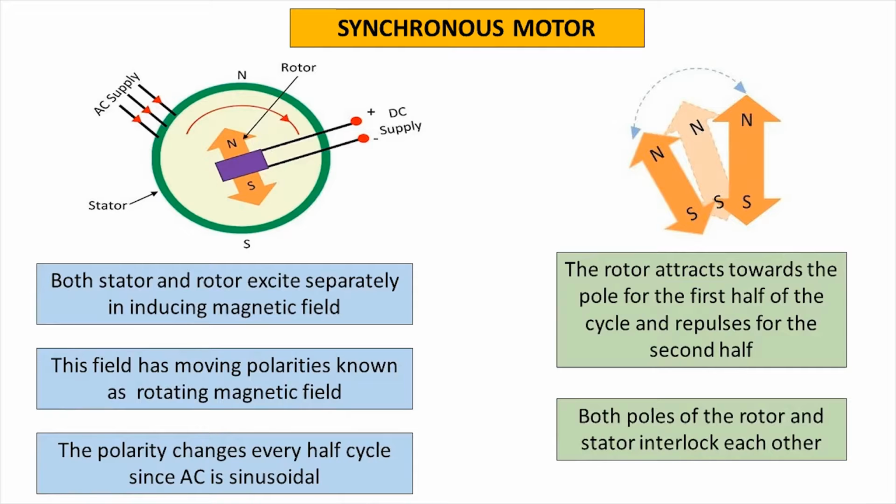Because of the rotating magnetic field, the north and south poles develop on the stator. The AC is sinusoidal. The polarity of the wave changes in every half cycle. When the rotor and stator both have the same pole on the same side, they repel each other. If they have opposite poles, they attract each other. Furthermore, the rotor is attracted towards the pole of the stator for the first half cycle of the supply and repulsed for the second half cycle. Thus, the motor becomes pulsated at only one place. This is the reason the synchronous motor is not self-starting.